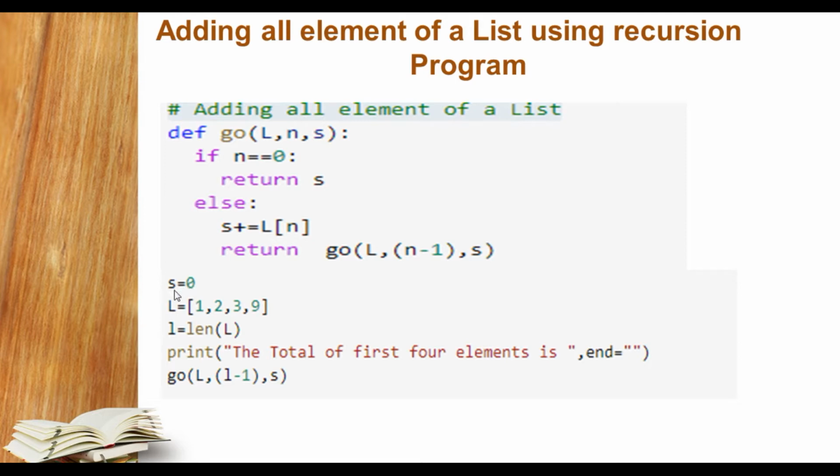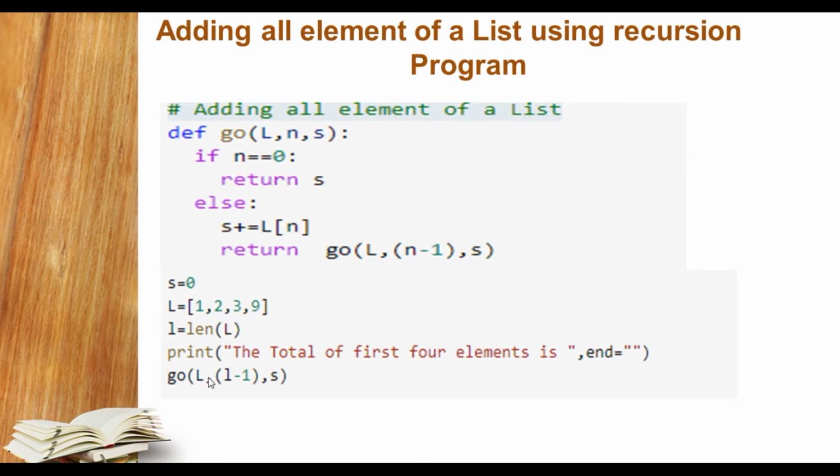Here S represents the sum, which should be 0 already because the variable is declared by initialization of a value. That's why here S equals 0, and we have created a list L equals 1, 2, 3 and 9 separated by commas. Before we pass n, we need to know its length. So I did n equals len of list L, which will definitely represent 4. And now I'm going to print a message, the total of first 4 elements, because there are 4 elements, and end within that, in a continuous way in Python 3.3 plus version.